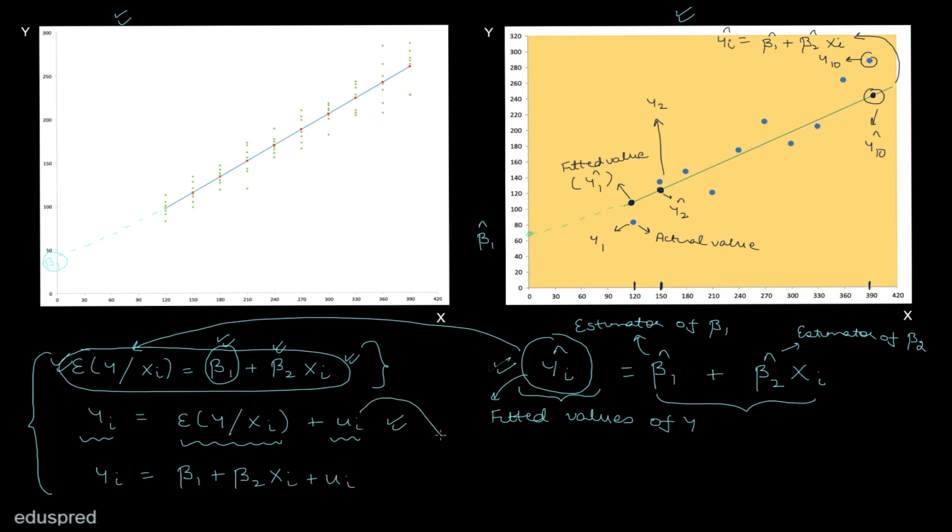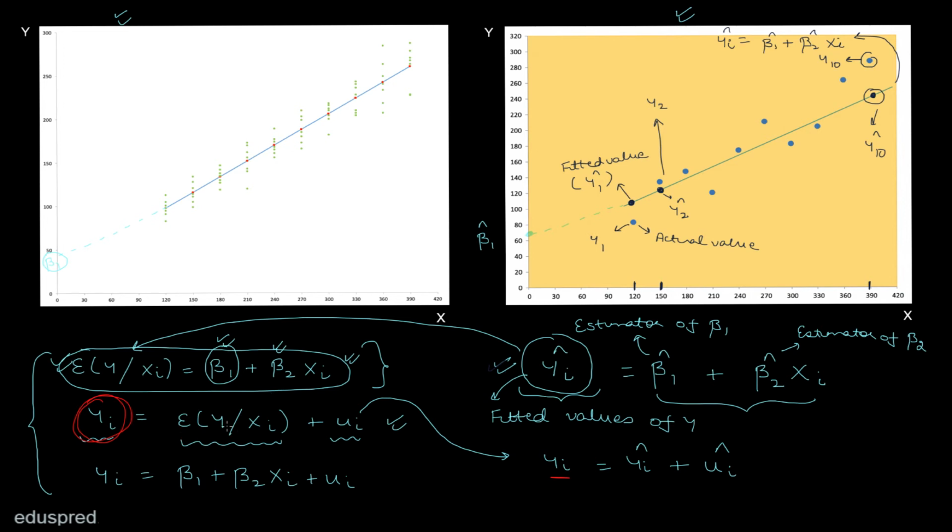Now let's write the sample counterpart of this equation. So it is yi equal to yi hat plus ui hat. So let's understand this equation. On the left hand side of this equation, we have yi, and over here also we have yi on the left hand side.